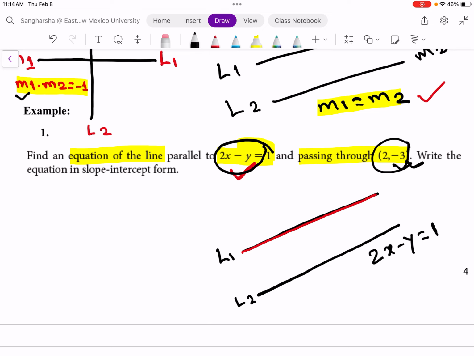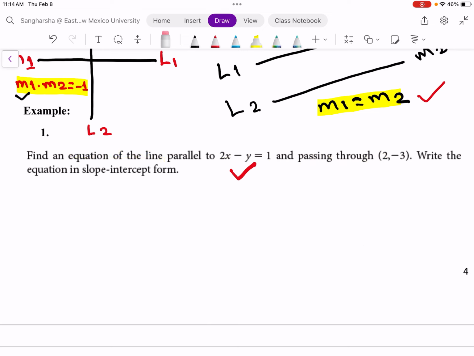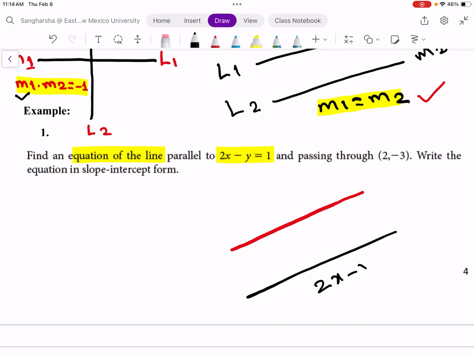Let me draw this picture one more time. Let's start from scratch. We are asked to find the equation of a line, and let me draw that line. So the line is this one. We are trying to find the equation of this line, and this line is parallel to 2x minus y equals 1. Parallel means we draw a parallel line, and this line is 2x minus y equals 1.